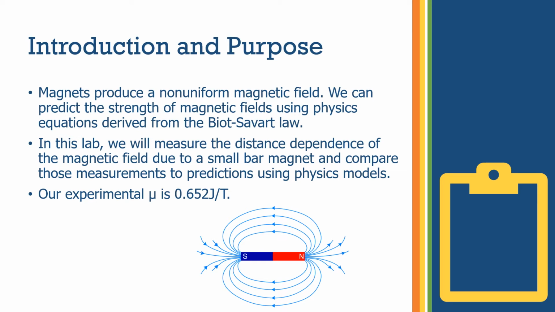Introduction and purpose. Magnets produce a non-uniform magnetic field, and we can predict the strength of these magnetic fields using physics equations derived from the Biot-Savart law. In this lab, we will measure the distance dependence of the magnetic field due to a small bar magnet and compare those measurements to predictions that we've made using our physics model. And our experimental mu that we determined from our experiment was 0.652 joules per Tesla.